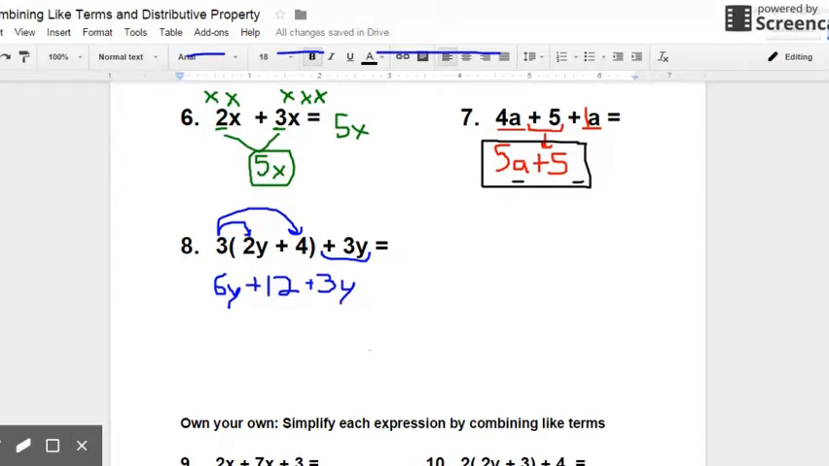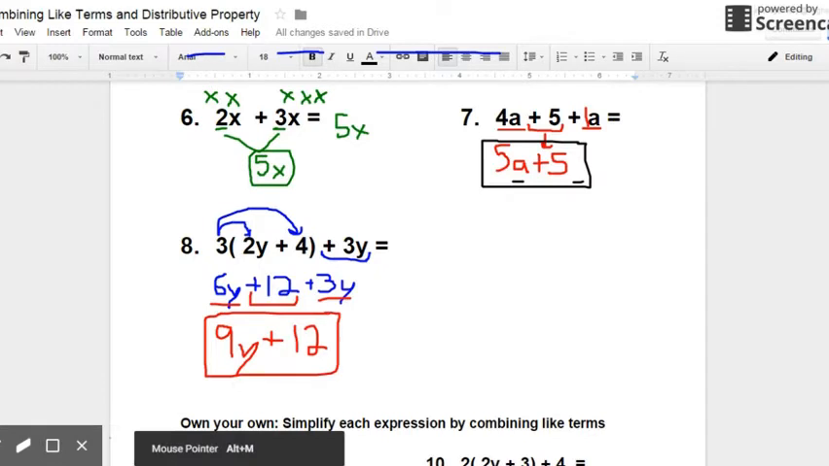All right, well, now we go ahead and we combine like terms. So let's go ahead and underline what is the same. We have 6y, excuse me, and 3y. Go ahead and add the coefficients together. 6 plus 3 is 9. Bring down the y. And then we didn't touch the plus 12, so let's go ahead and bring down the plus 12. And there's your answer. We can't combine 9y and 12, so there is your simplified expression.